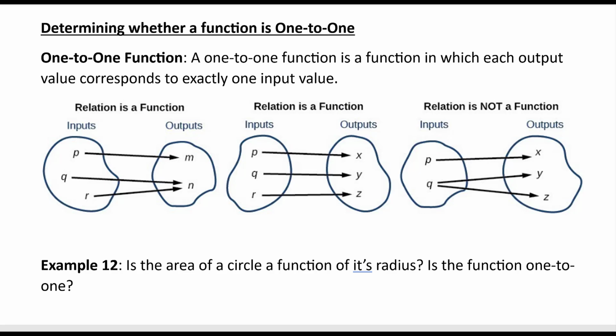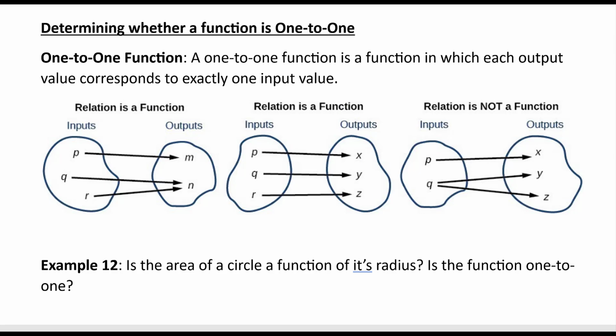In this video we're going to talk about one-to-one functions. So the overall section is talking about determining whether a function is one-to-one. A one-to-one function is a function in which each output value corresponds to exactly one input value.